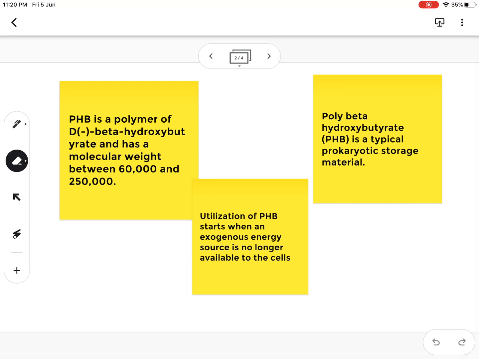PHB is a polymer of D-beta hydroxybutyrate and has a molecular weight between 60,000 and 250,000. So poly-beta-hydroxybutyrate is a typical prokaryotic storage material, and utilization of PHB starts when an exogenous energy source is no longer available to the cell.